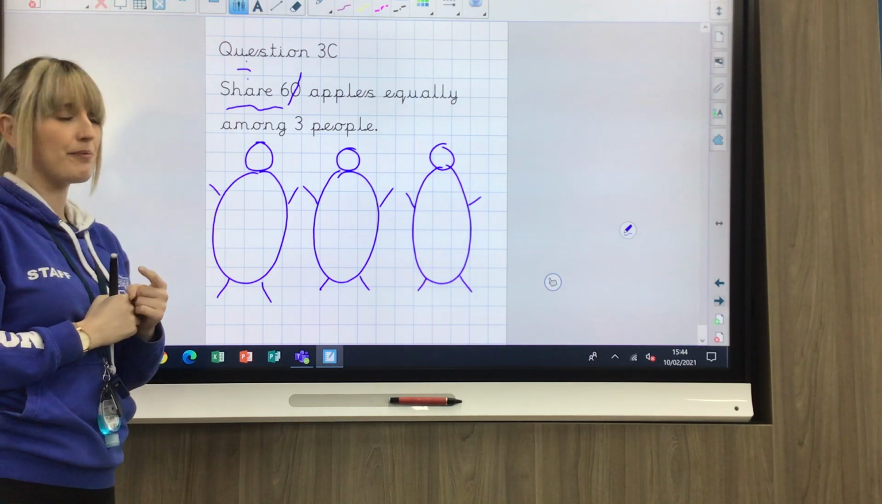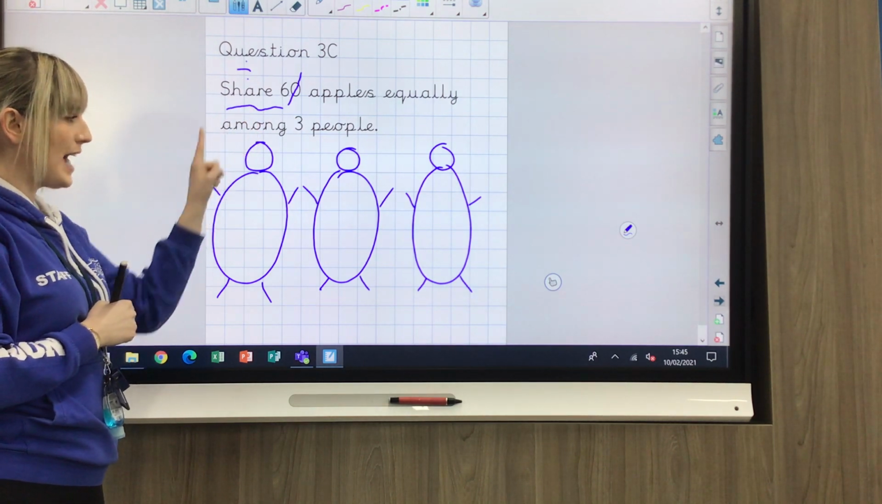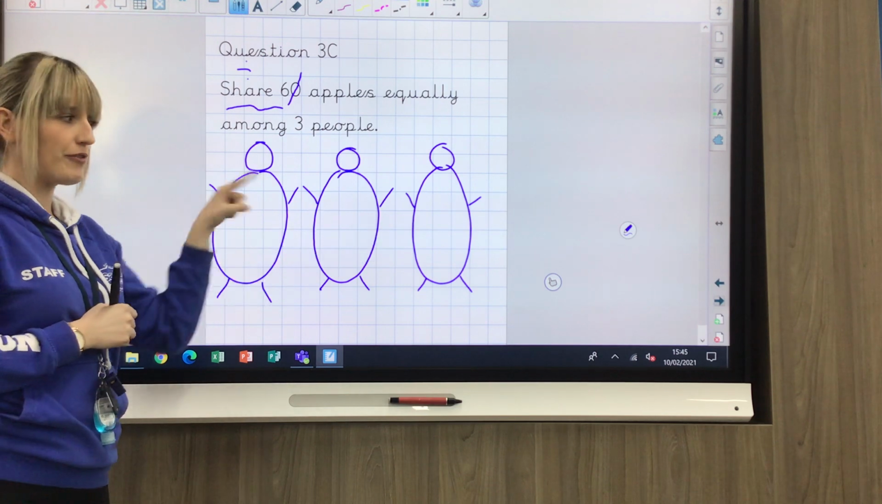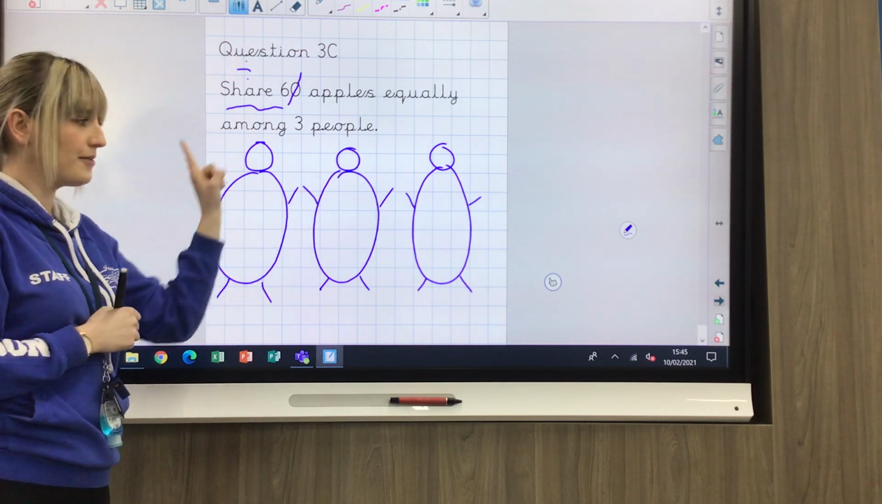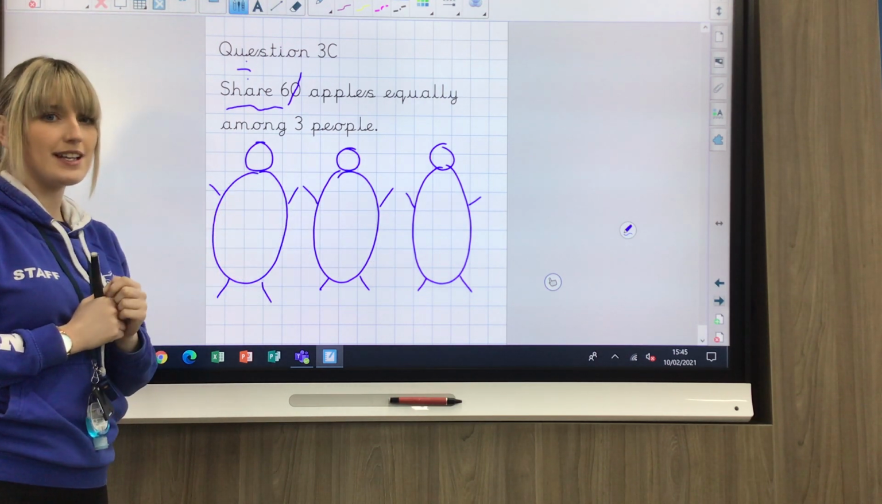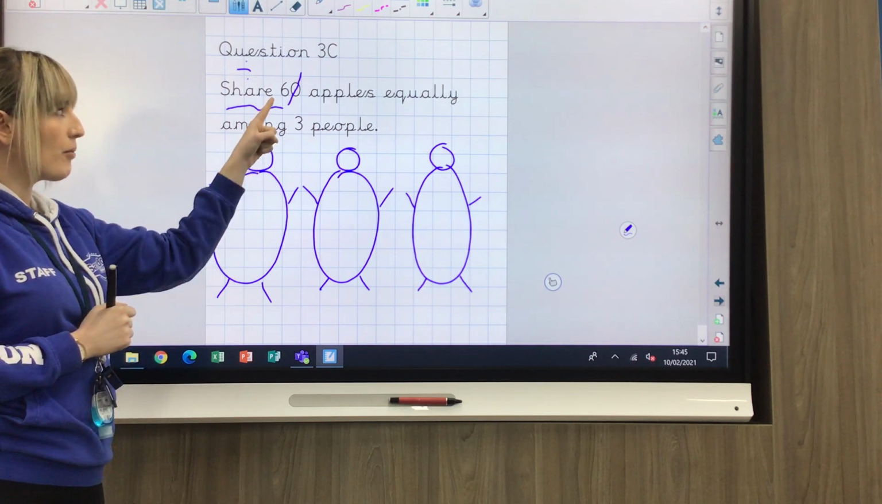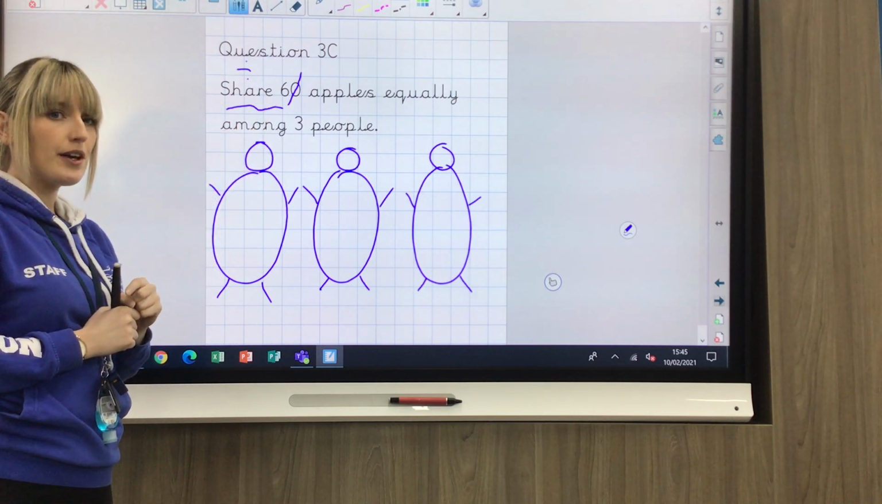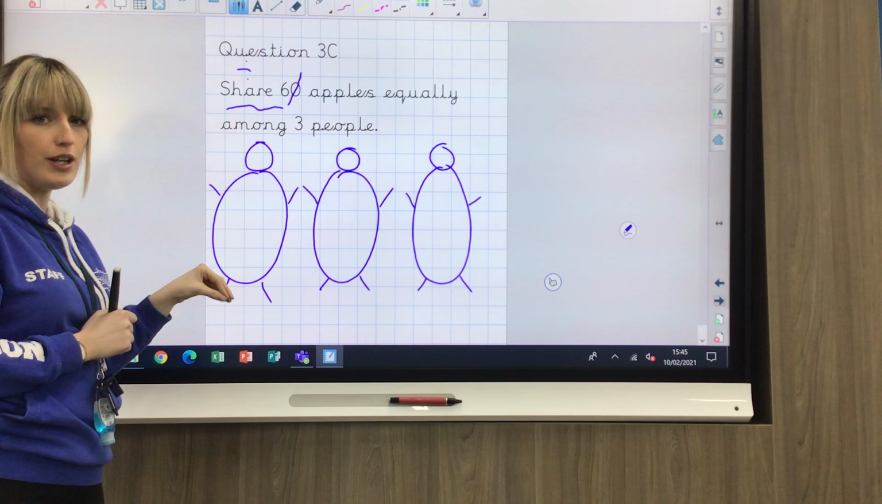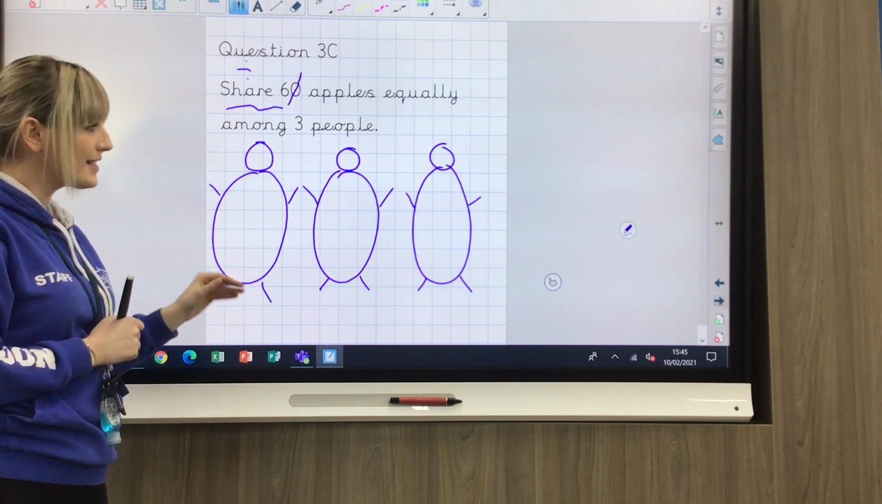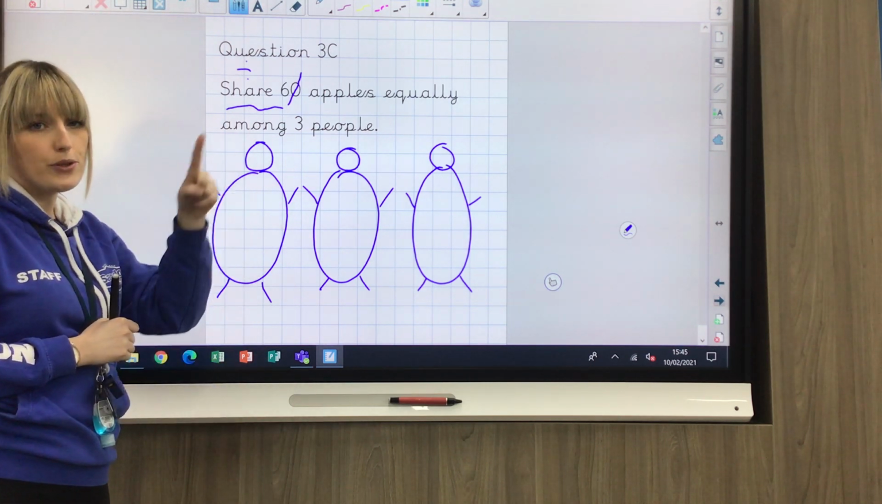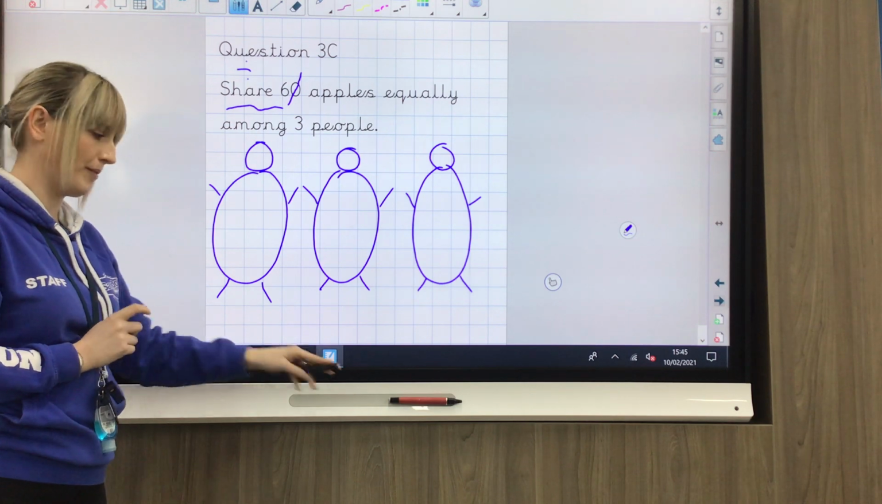So what I want you to do is share 6 apples among your 3 people that look like potatoes. Find me the answer. And remember, we've covered the 0 up. We've made it 10 times smaller. So you need to make your answer 10 times bigger by putting that 0 back on.